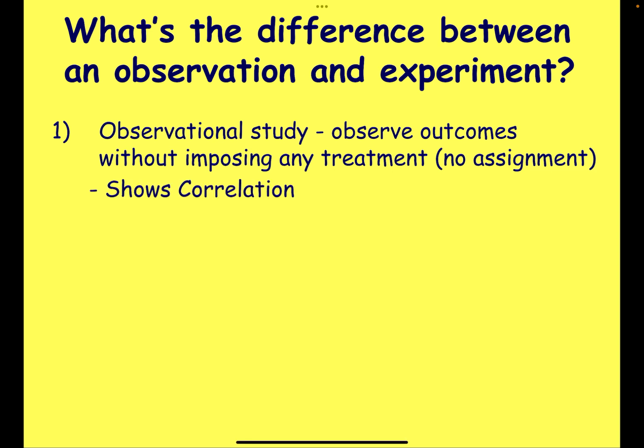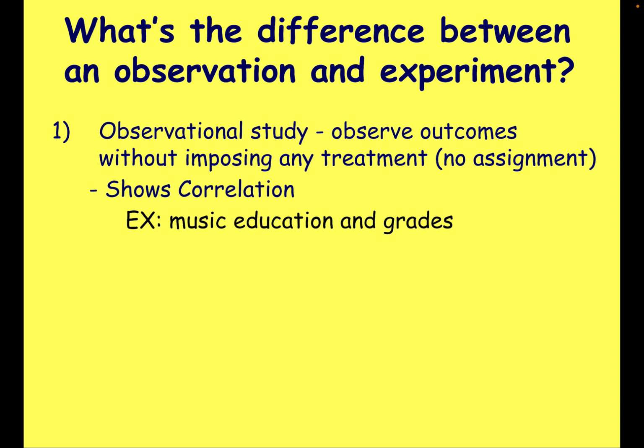So for example, observational studies can show correlations. They can show that one thing is leading to the other, or there's a connection between the two, but there is no causation. So for example, music education and grades. You might have heard through multiple backgrounds that an increase in music education leads to an increase in grades. It's not that one is causing the other, but there may be a correlation between having music education and having higher grades.